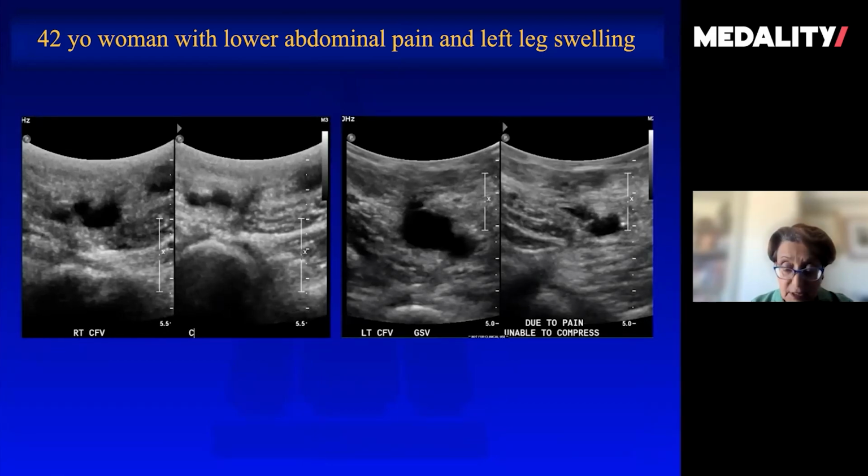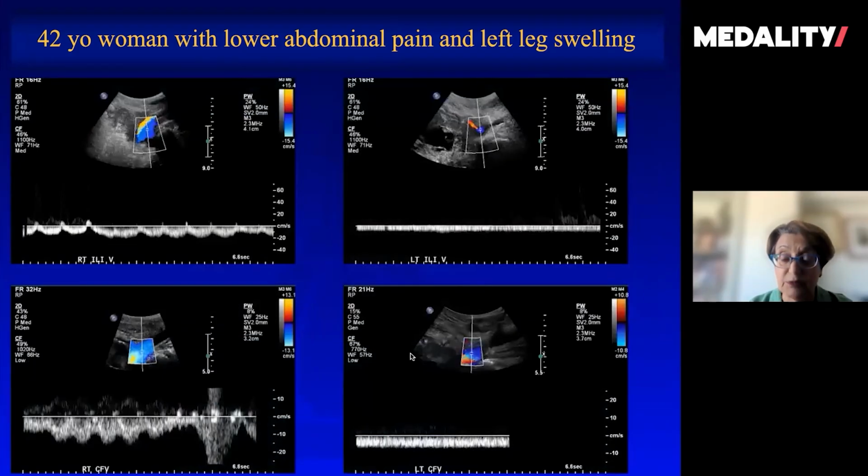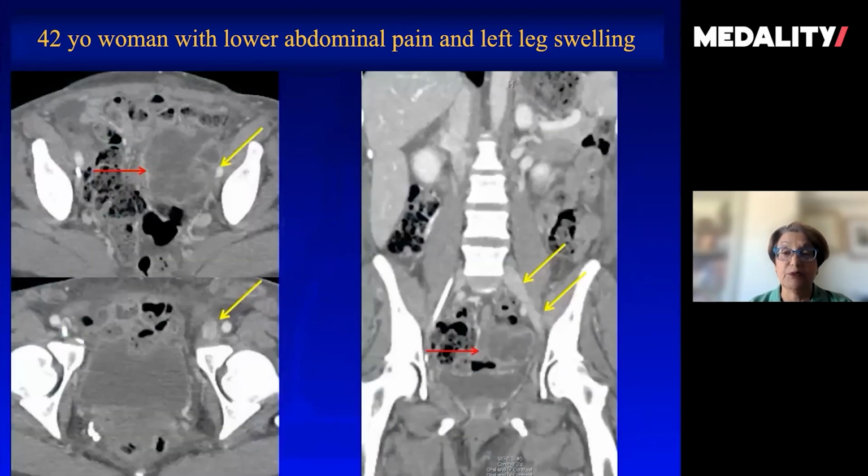So again, we said there is no DVT, but because we saw this lack of phasicity, we said, okay, well, we don't see anything, but the patient needs a CT scan to see if there is anything more centrally. So again, just to recap, bilateral common femoral veins are compressible. There is flow demonstrated in both external iliac veins. However, what's more important, the dampened flow in the left external iliac vein with lack of normal phasicity. So let's look at the next step with a CT scan.